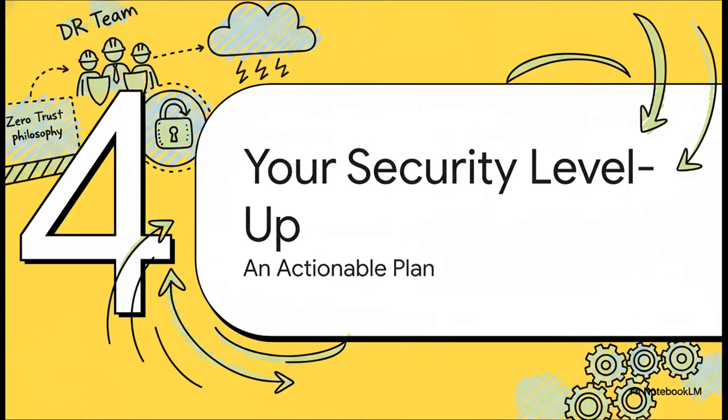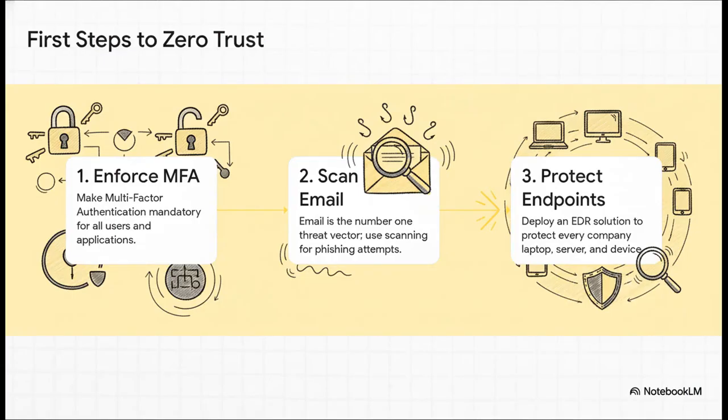All right, we have covered a ton of ground. We've met the DR team, we've explored the cloud frontier, and we've talked about the zero-trust philosophy. So now, let's pull it all together into a clear, simple, actionable plan. So if you walk away with anything today, let it be these three things. Seriously, start here. First, enforce MFA everywhere. We just saw why. It's your biggest, easiest security win.